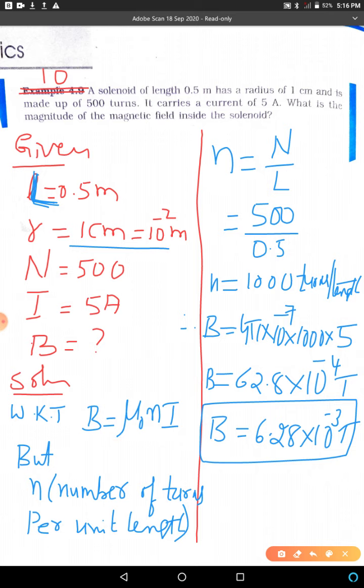So this is the solution for problem number 10. Then we shall go for problem number 11.